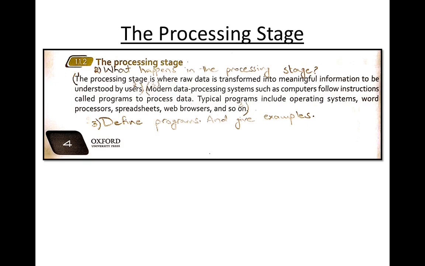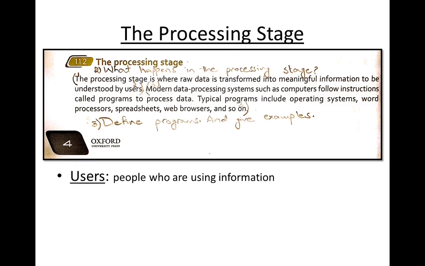The second stage of the data processing cycle is the processing stage. The processing stage is where raw data is transformed into meaningful information to be understood by the users. Now students, who are users? Users are the people who are using that useful information.